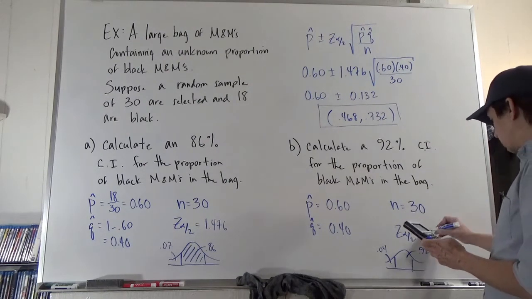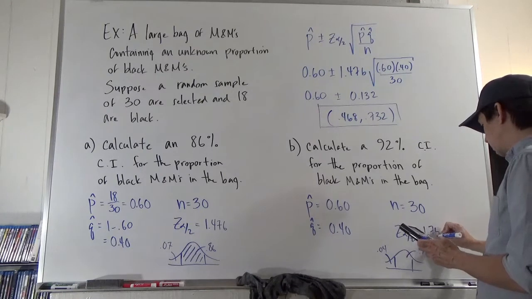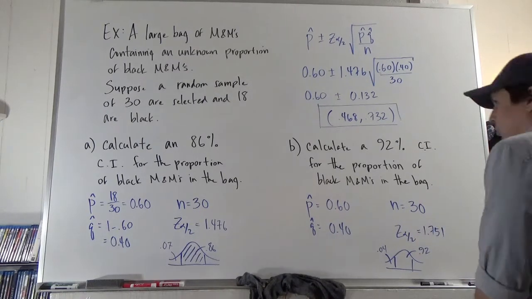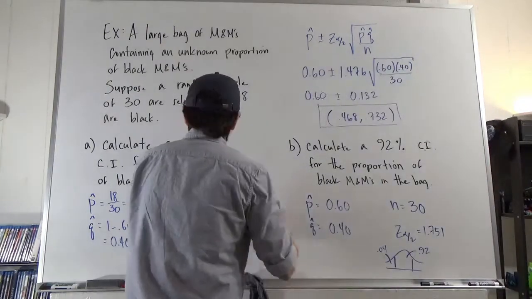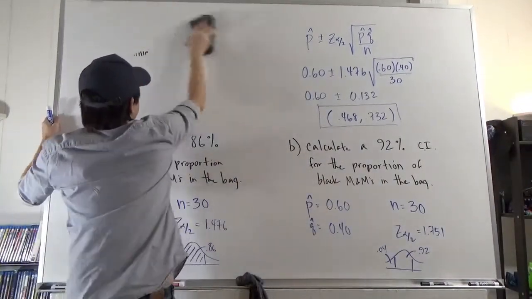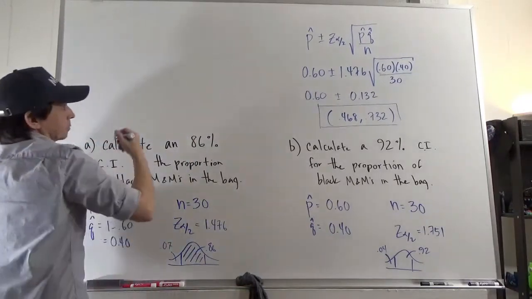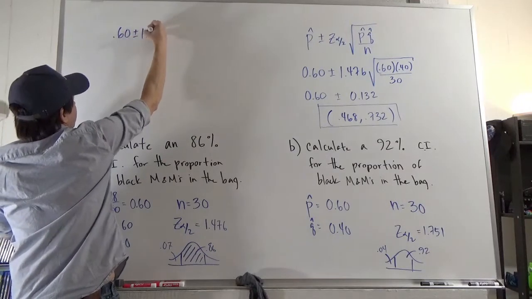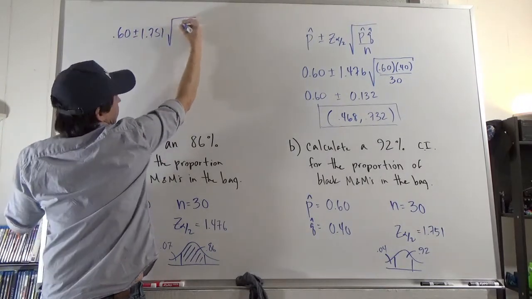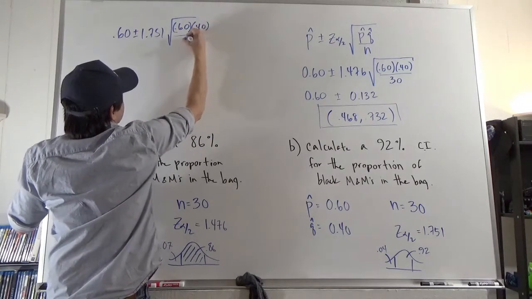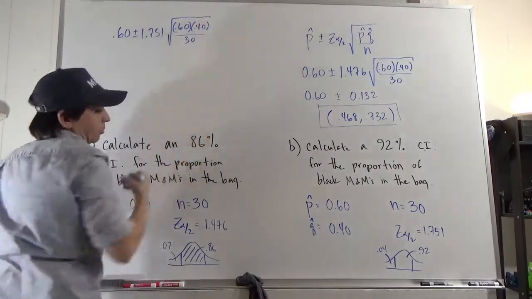1.75, and I have to round it up to 1.751. Okay, I'm out of room, so let me just start recycling some space over here. I'm not going to copy it down, I'm just going to go straight to plugging things in. 0.60 plus or minus 1.751 times the square root of 0.60 times 0.40 divided by 30. Different margin of error.